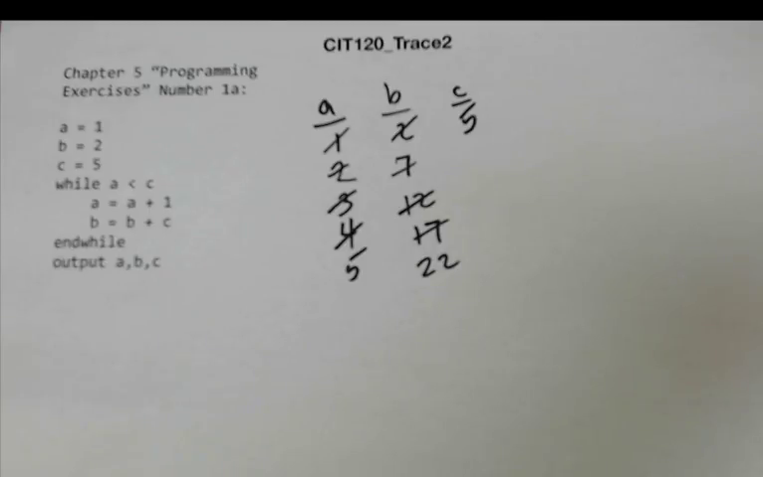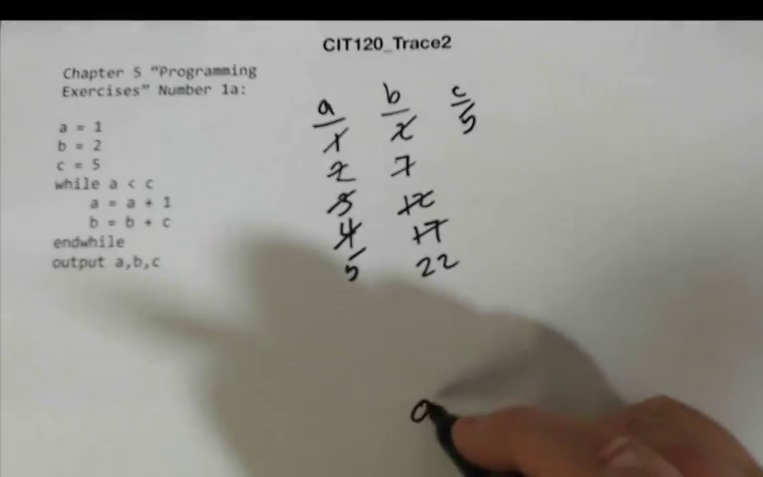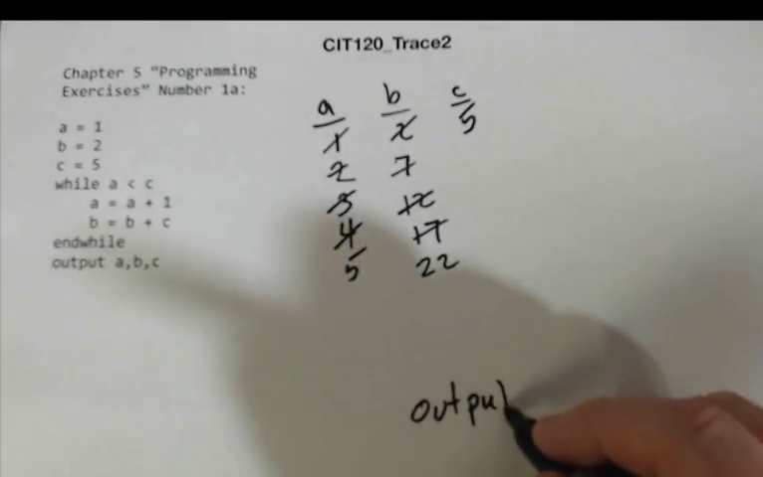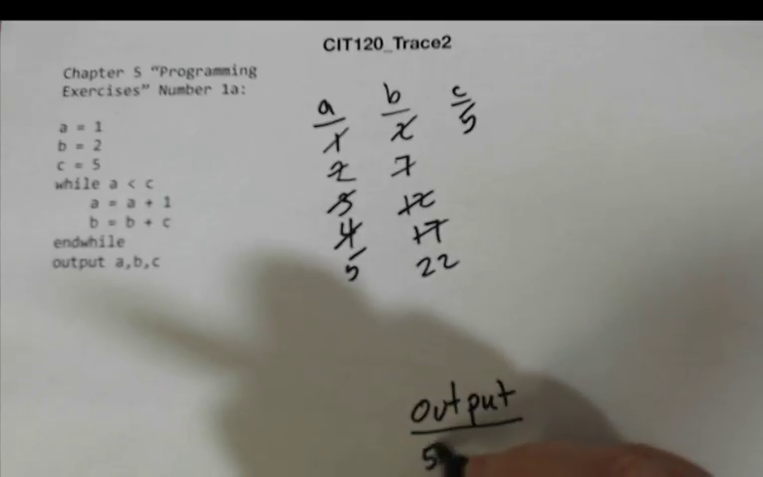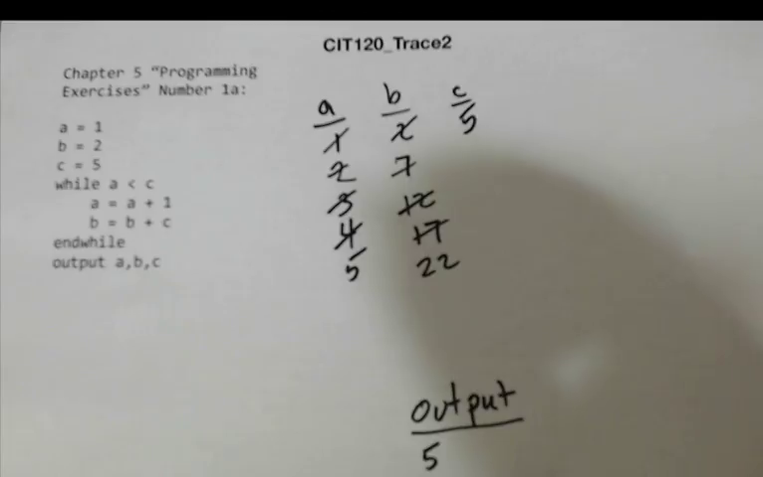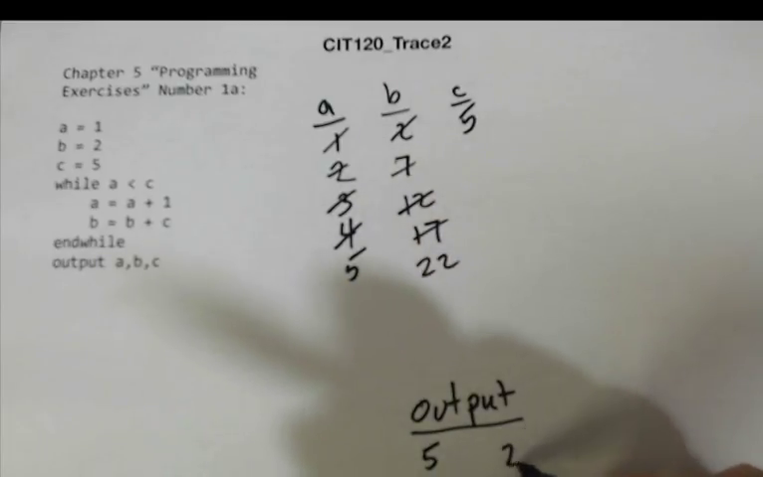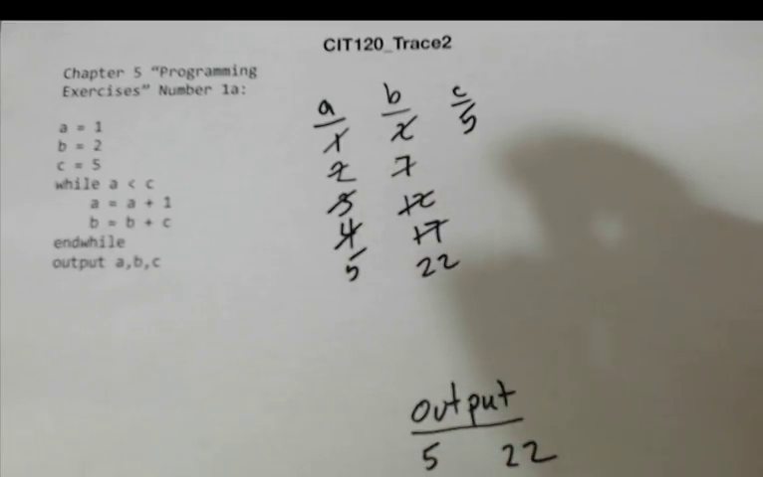We go to the statement that's right after the end while, which is an output statement, and so I'll put a place to show our output. And then what we do is we look up the current value of A, which is 5. The current value of B, which is 22, and the current value of C, which never changed and is still 5.